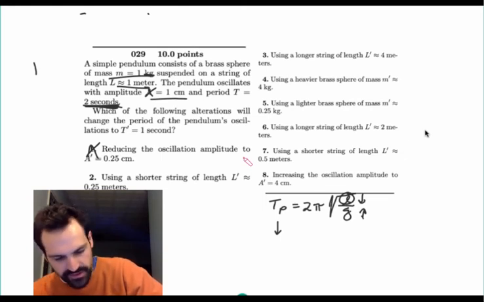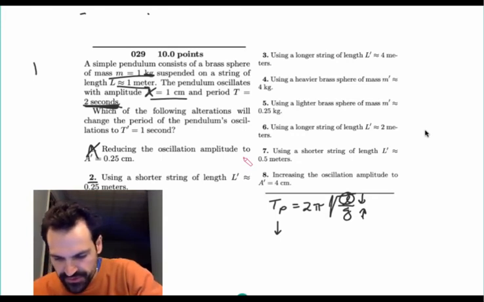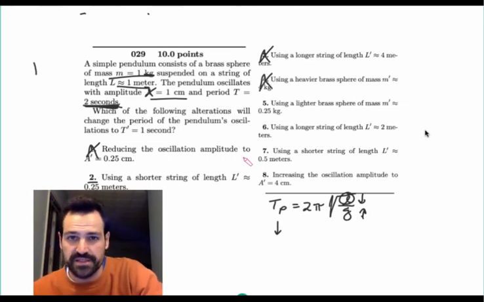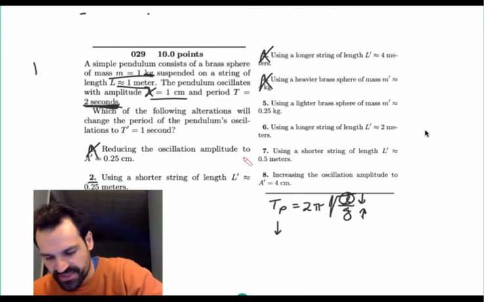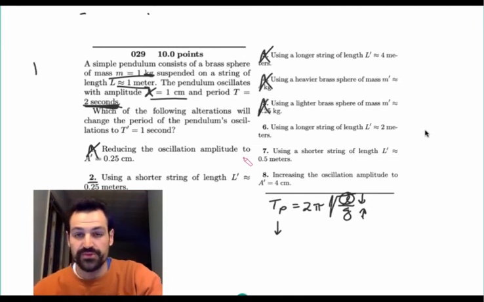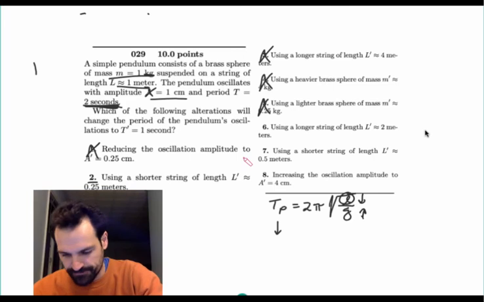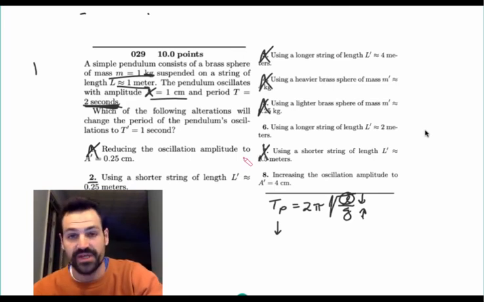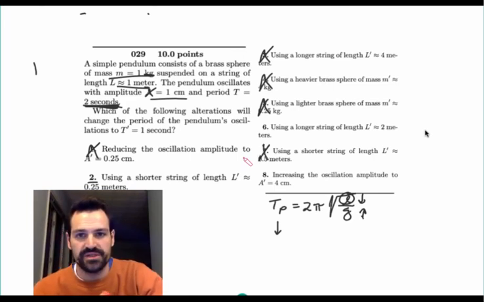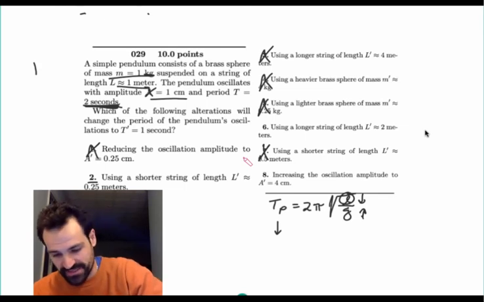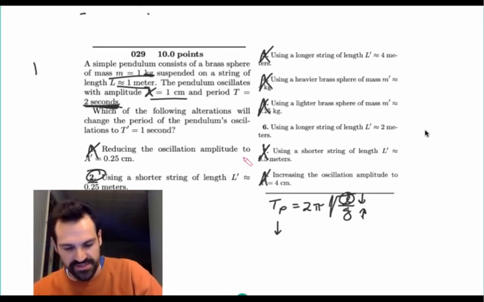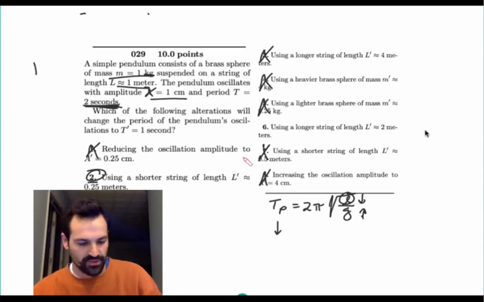Using a shorter length, that could have an effect, but we don't know if the length is right. Using a longer string, that's not true. Heavier brass sphere, mass has no effect. Using a lighter mass sphere, mass has no effect. Using a longer string, bigger string would mean bigger period, so that's not true. Increasing the amplitude, so that's not true either. So the answer has to be using a shorter string of length L prime of 0.25 meters.